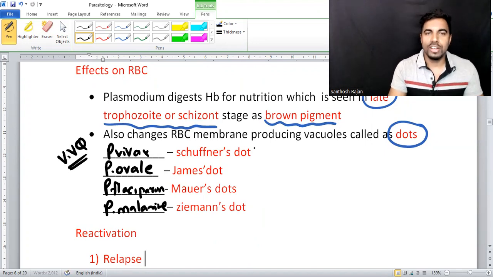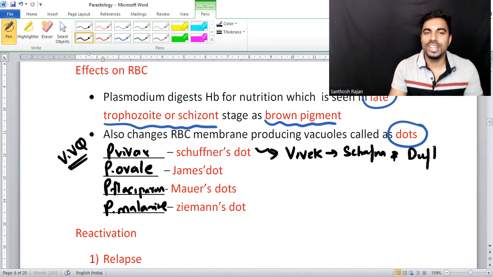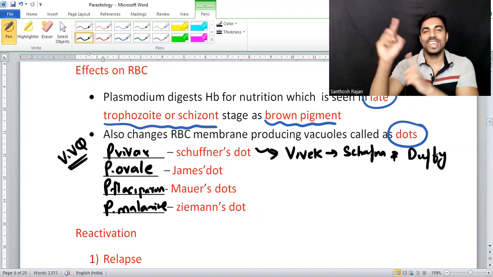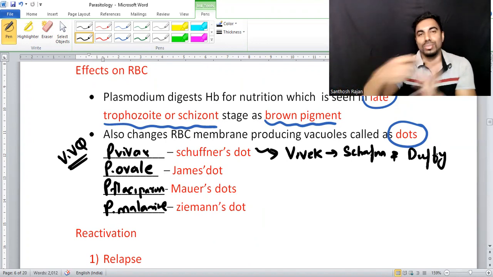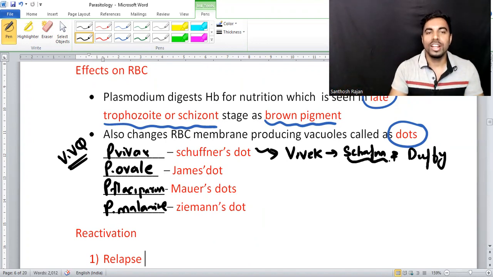They'll ask you, how to remember Schüffner's? Vivek got two girlfriends. Who are they? One is Schüffner, and the other one is Duffy. Duffy se bhi kaha nahi aajayega. When there's Duffy positive, the risk of vivax is very high, because the receptor attracts more of this. So, Schüffner, Duffy, Vivek's girlfriends.